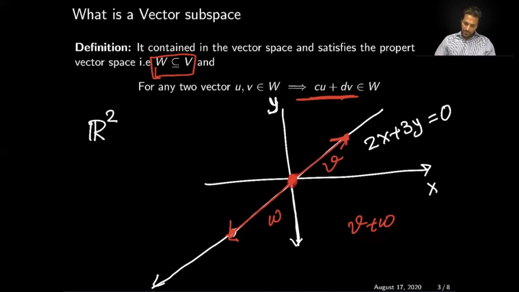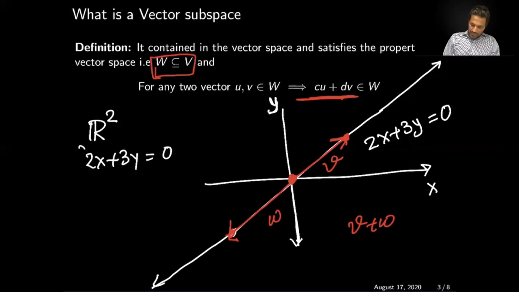And also if you rescale that vector, if you multiply v by 3, all it does is rescale the vector, but the head of this vector is always going to stay on that line. So the two vector subspace properties are satisfied. So we can say that the space which contains this line 2x plus 3y is equal to 0 is a vector subspace.